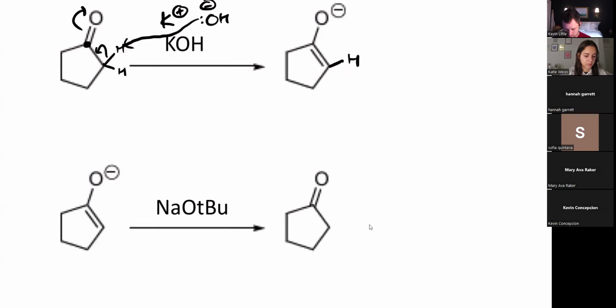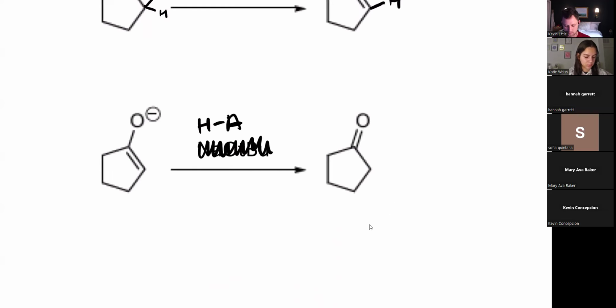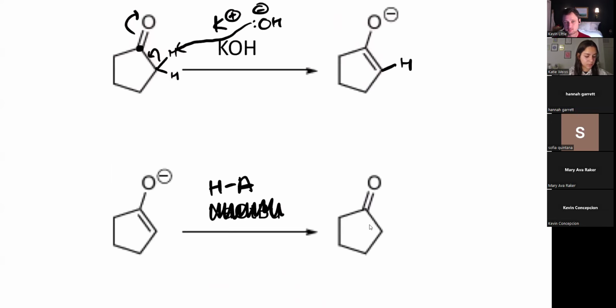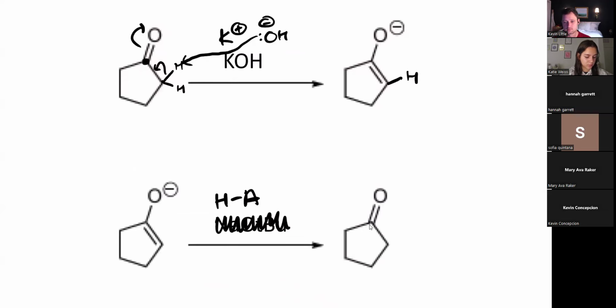This is the same thing in reverse, and this was my bad. This needs to be some sort of acid. So that won't work. That was my fault. That was a typo in the practice set. So just try this on your own with an acid, and hopefully it'll make a little bit more sense. Again, it's basically the same thing, but backwards.